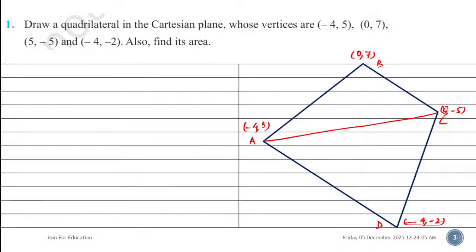This is the first question, and it asks us to draw a quadrilateral in the Cartesian plane whose vertices are (-4, 5), (0, 7), (5, -5) and (-4, -2). Also find its area. So, drawing of the quadrilateral in the Cartesian plane. Let's see the solution.